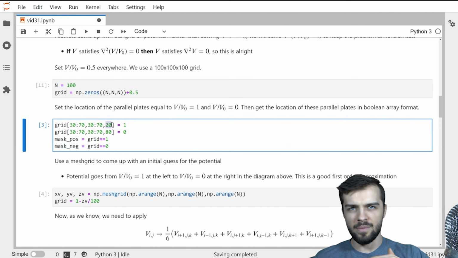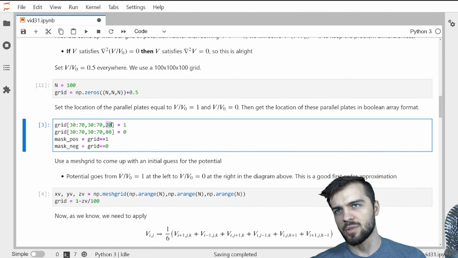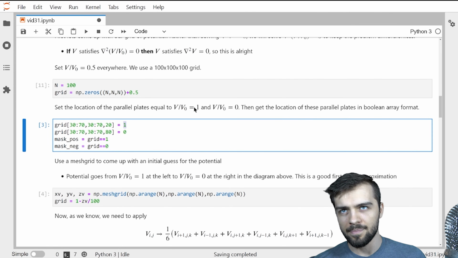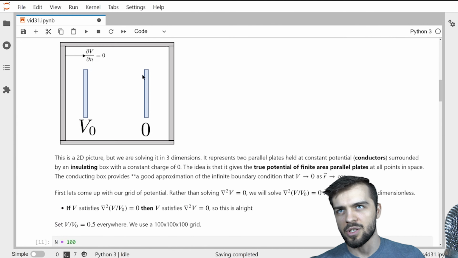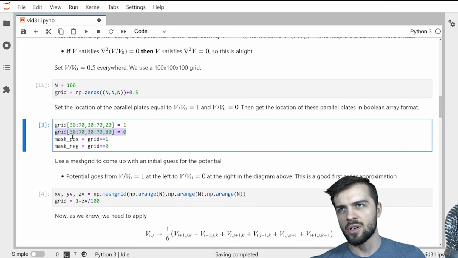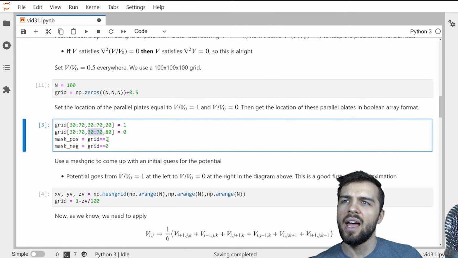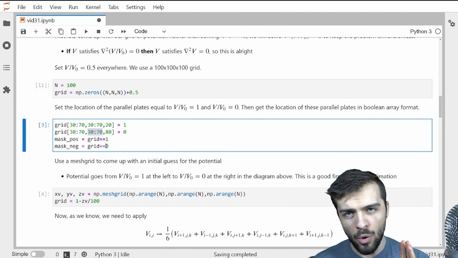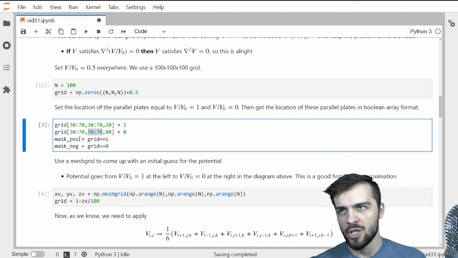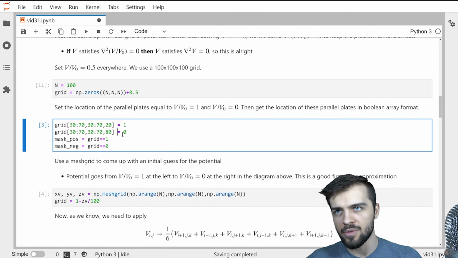And then 20. So it's a little bit above the insulating box as well. I'm setting that equal to 1. That's V over V naught equals 1. And I'm setting the bottom one here, which is this grid here, equal to 0. It's got the same dimensions as the other plate. And then I need to know what location this is at. So I call this my mask, positive and negative. This is an array of Boolean values.